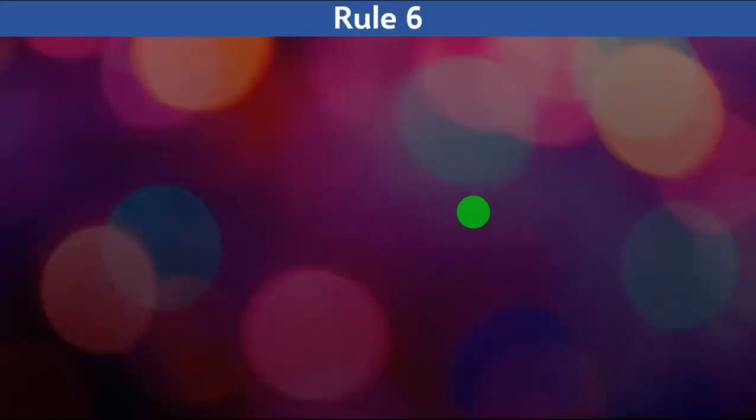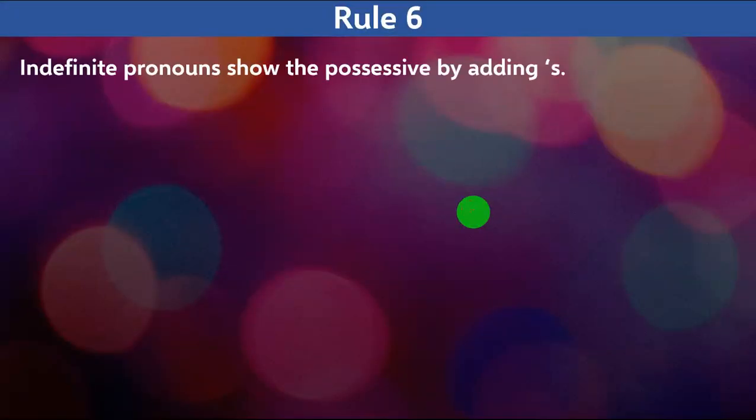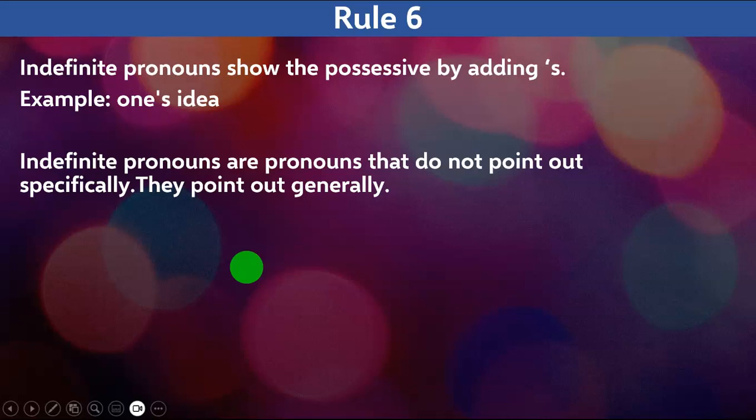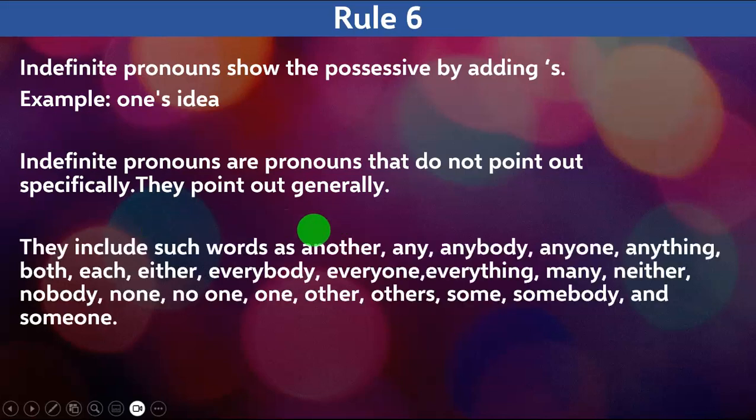Let's go. Let us first talk about rule number 6. Rule number 6 says indefinite pronouns show the possessive by adding apostrophe and s. Let's take an example. One's idea, one apostrophe s, idea. Now friends, what is indefinite pronouns? Indefinite pronouns are pronouns that do not point out specifically, they point out generally. This is a point to remember, they point out generally. They include such words as another, any, anybody, anyone, anything, both, each, either, everybody, everyone, everything, many, neither, nobody, none, no one, one, other, others, some, somebody, and someone.